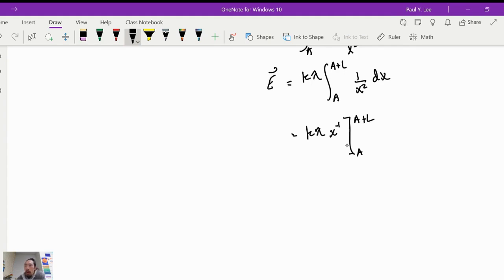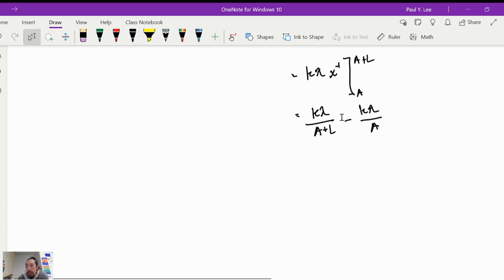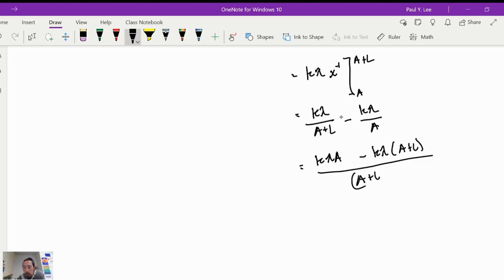All right. Now, at this point, we can plug in our bounds, and we would get k lambda over a plus l, minus k lambda over a. Now, at this point, I encourage you to not leave it in this form, for the sole reason that really cool things start to happen when you actually combine these terms. And so I'm going to create a common denominator. We're going to do k lambda a minus k lambda times a plus l, all over a plus l times a.